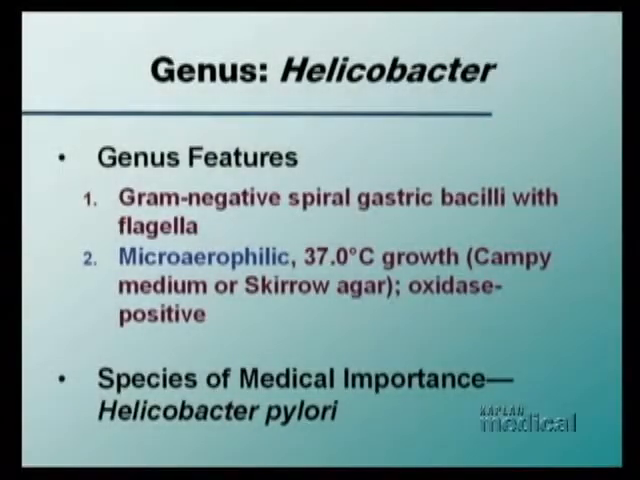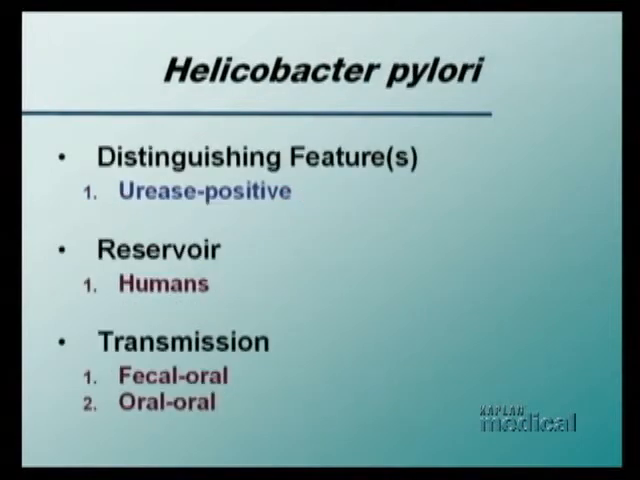The next organism we're going to talk about is Helicobacter, and Helicobacter is the other microaerophilic organism that we kind of mentioned back in chapter 1. It's also a spiral or curved shaped rod bacteria. It does not grow at 42 degrees, but it's also oxidase positive, so those are some of the features. Helicobacter pylori is the species we're going to be talking about today.